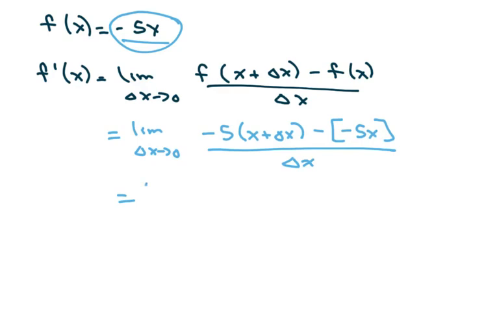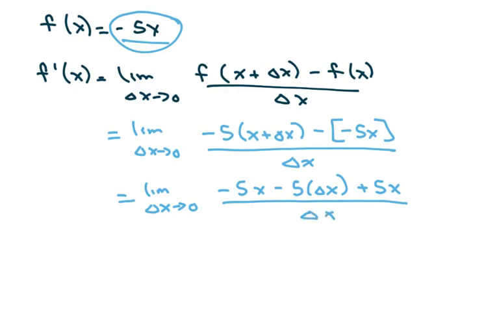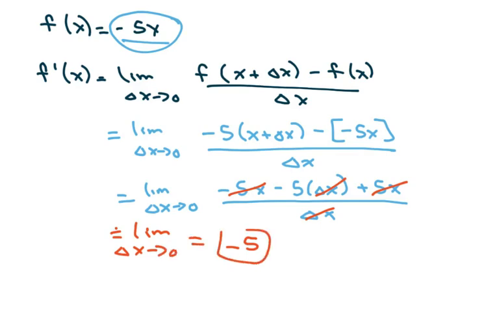And this is going to equal the limit as delta x approaches 0, negative 5x plus a negative, I'll just put negative here. So it's going to be minus 5 delta x plus 5x all over delta x. These two cancel. This will cancel. And so the limit is negative 5. The limit as delta x approaches 0 equals negative 5.